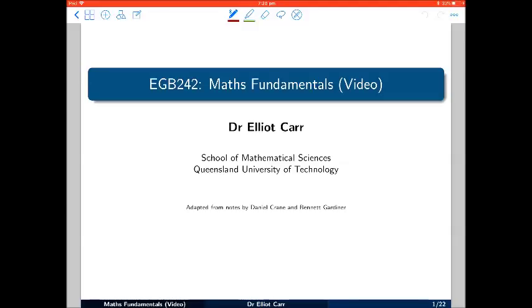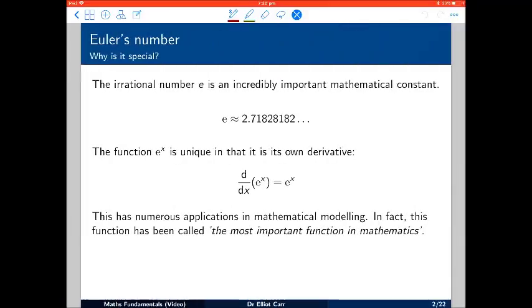And the purpose of this video is to revise some of the crucial and fundamental mathematical skills required for EGB242. Okay, so we're going to start off with the exponential function. An incredibly important mathematical constant in mathematics is Euler's number.